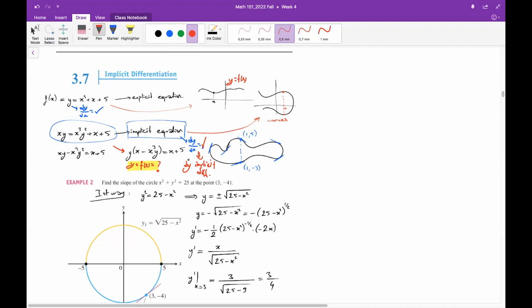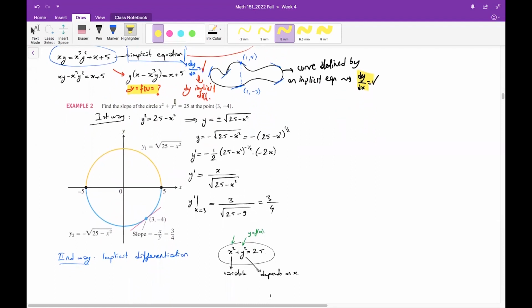Okay, so as I say, this is a curve defined by an implicit equation, and by using implicit differentiation, even if you don't know the explicit formula for y in terms of x, this can still be computable. Sometimes for implicit equations, to compute the first derivative, you try to solve for y. For example, let's look at this one. Find the slope of the circle at this given point. We are interested in the slope of this circle at this given point.